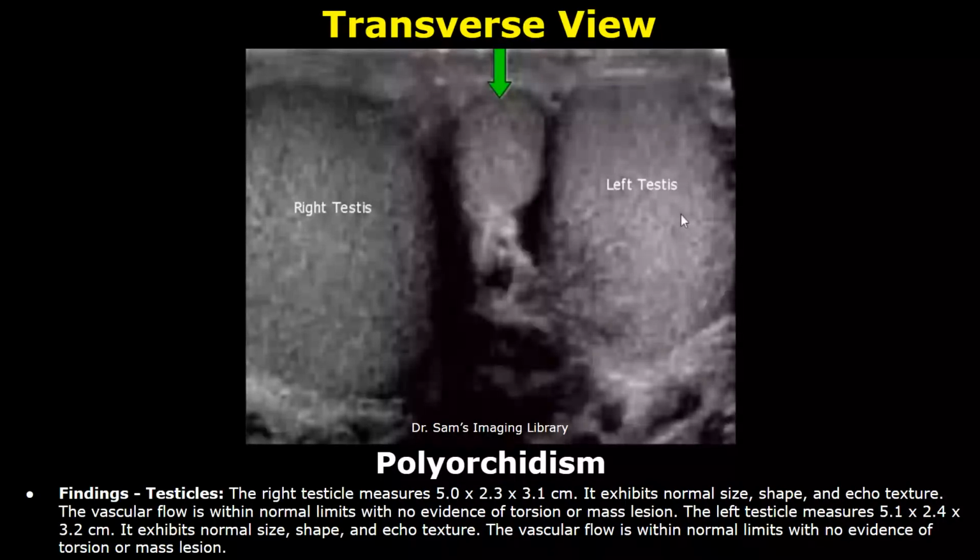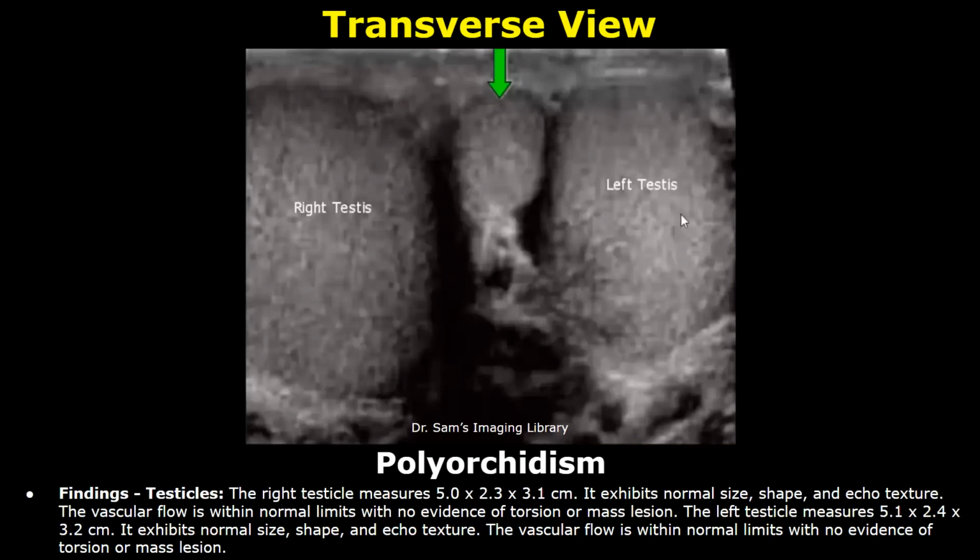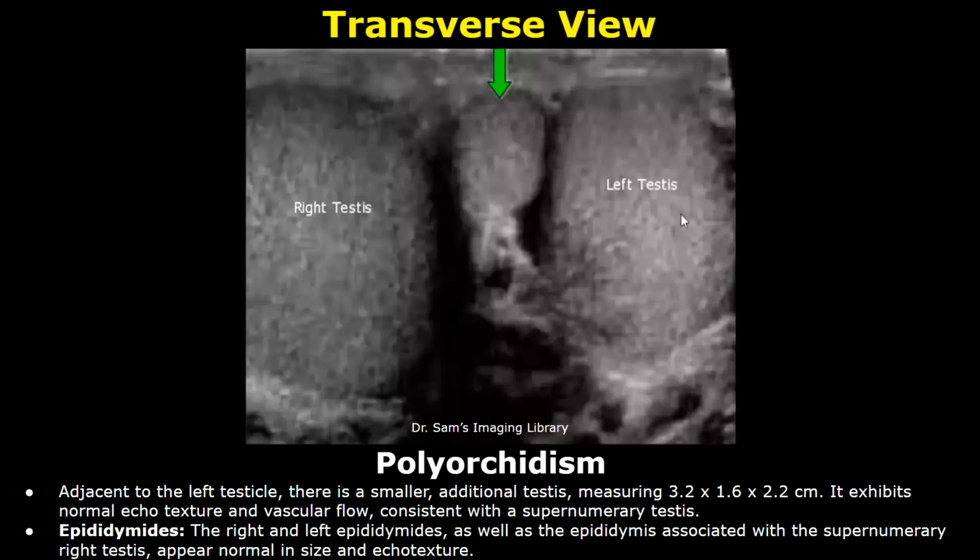This is a case of polyorchidism. First, you can write the sizes and appearances of the testicles. In this example, they were normal. In polyorchidism, there are more than 2 testes. So adjacent to the left testicle, there is a smaller additional testis measuring 3.2 x 1.6 x 2.2 centimeters. It exhibits normal echo texture and vascular flow consistent with a supernumerary testis.